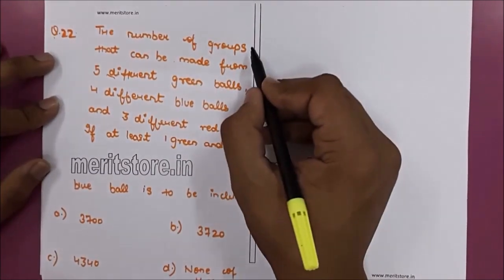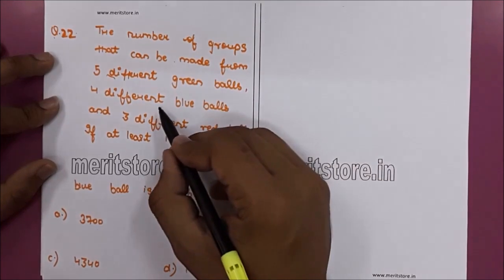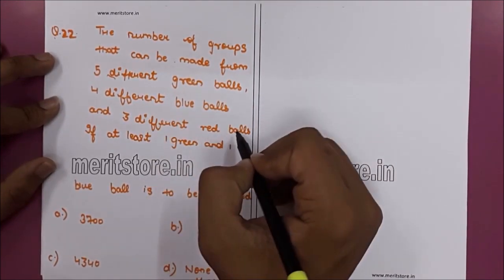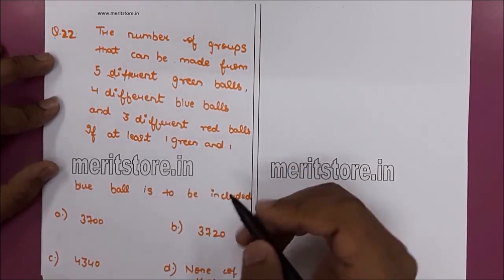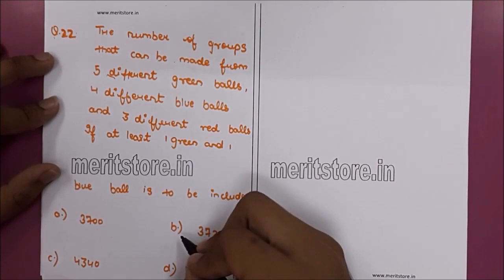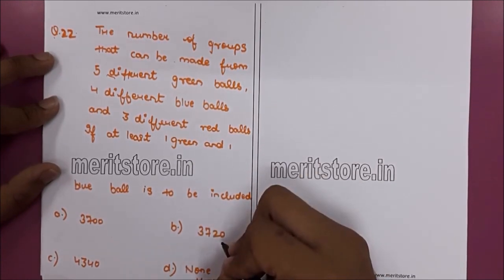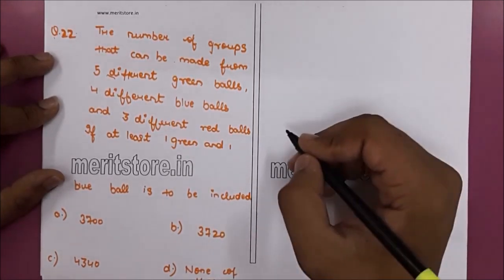The number of groups that can be made from 5 different green balls, 4 different blue balls and 3 different red balls, if at least one green and one blue ball is to be included: option A 3700, option B 3720, option C 4340, option D none of these.